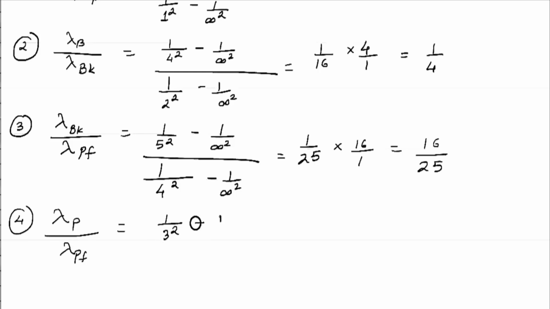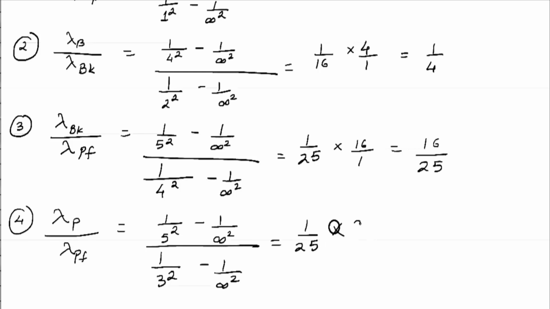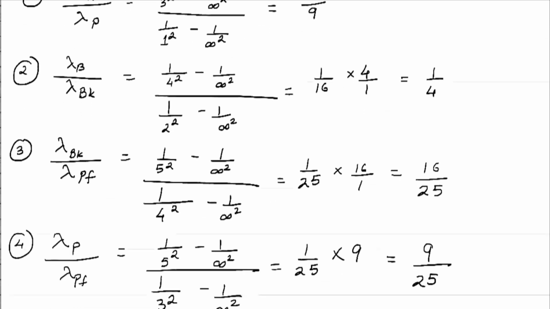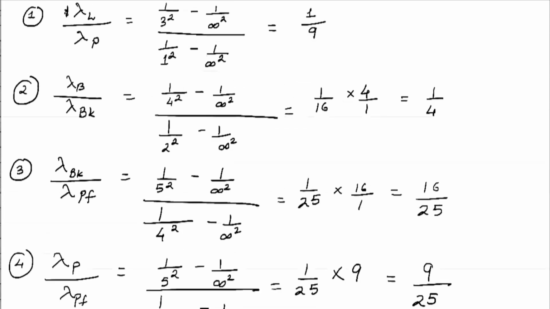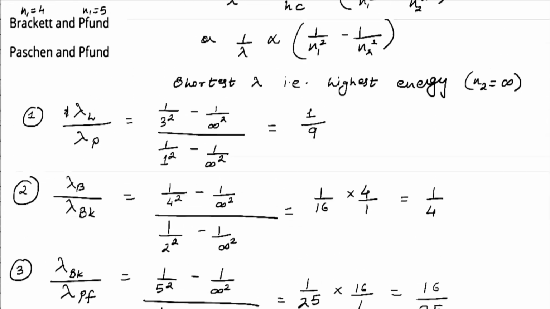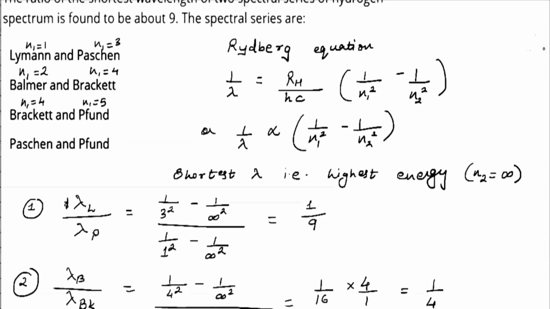So 3 square minus 1 upon infinity. Oh, sorry. This is going to be again, 5 square because Pfund is in the denominator on the left hand side. And 1 upon 3 square minus 1 upon infinity square. So this would make it 1 upon 25 into 9, so this will become 9 upon 25. So as you can see over here, it's 1 upon 9, 1 upon 4, 16 by 25, 9 by 25. Which obviously means we have already got the answer.